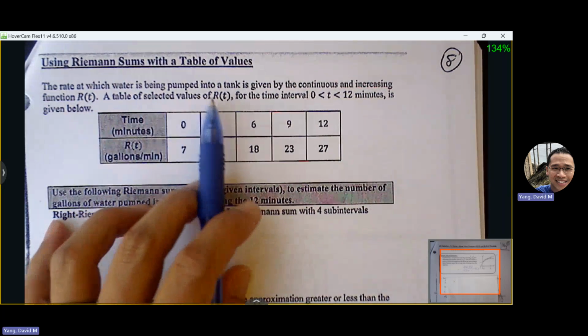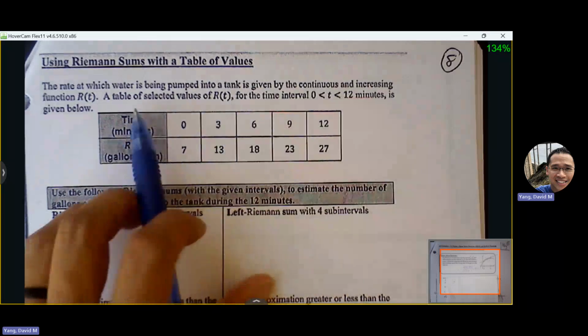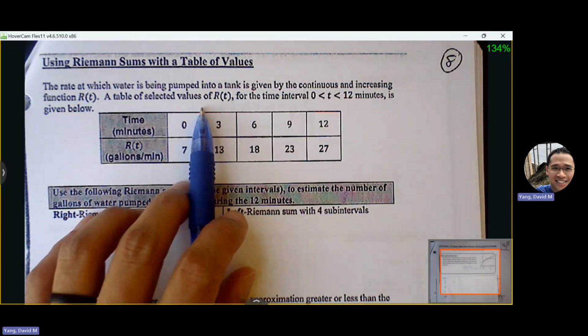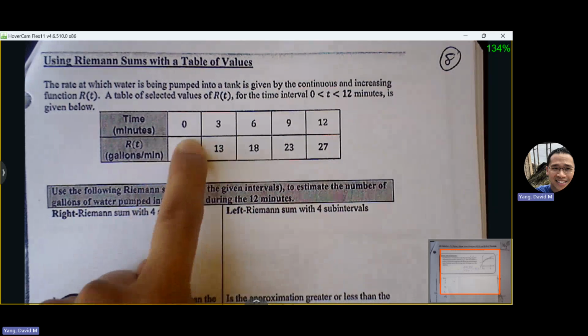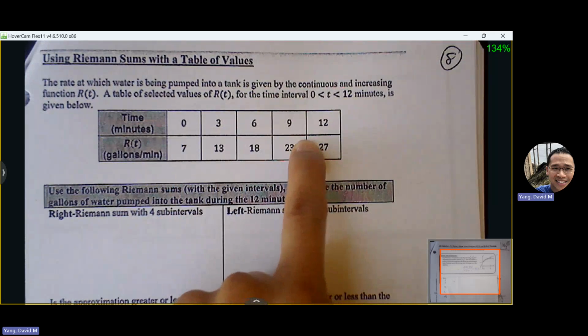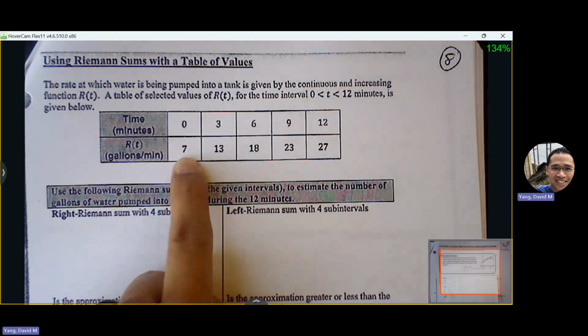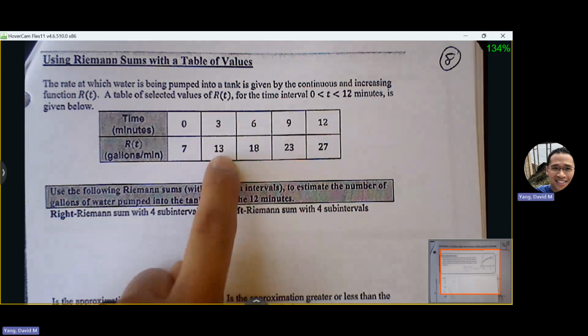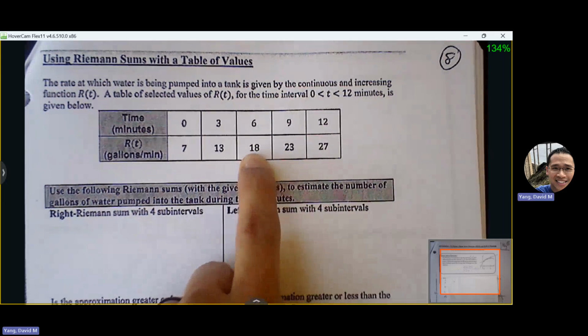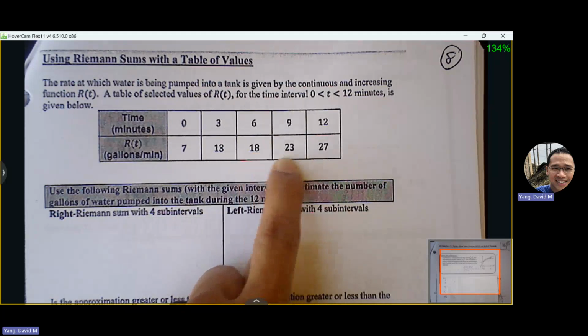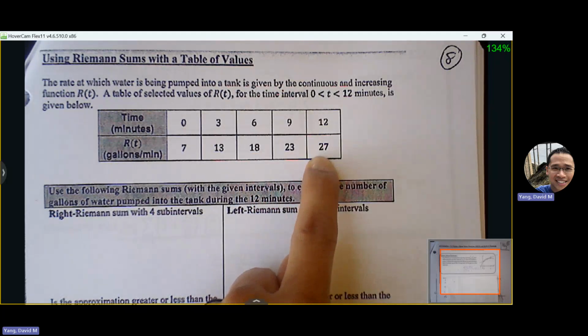So the rate at which water is being pumped into a tank is given by the continuous and increasing function R of t. A table of selected values of R of t between 0 and 12 minutes is given below. So let me just talk through what these numbers are telling us. At 0 minutes, water is being pumped in at a rate of 7 gallons per minute. At 3 minutes, that rate is going to increase. So the faucet is letting out more water, 13 gallons per minute. And it's going to keep increasing, 18 gallons per minute, 23 gallons per minute, 27 gallons per minute.